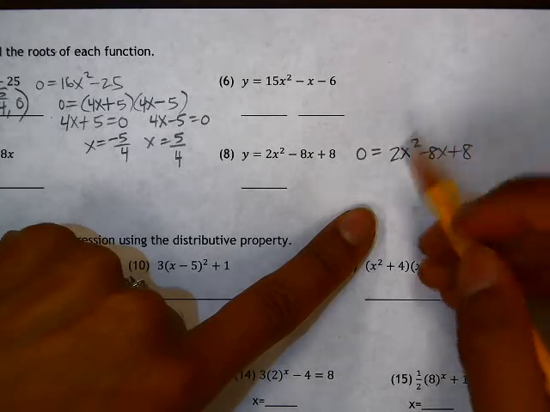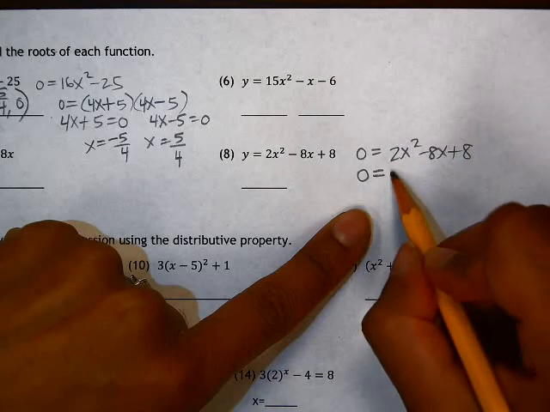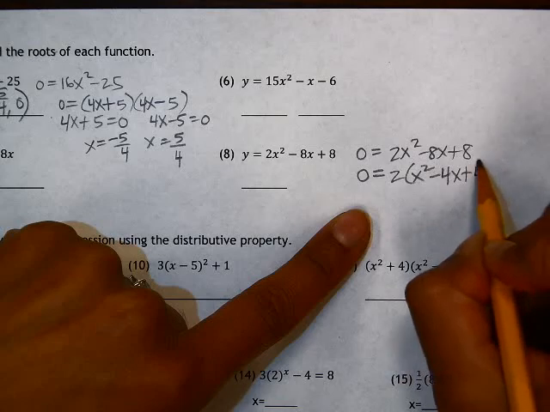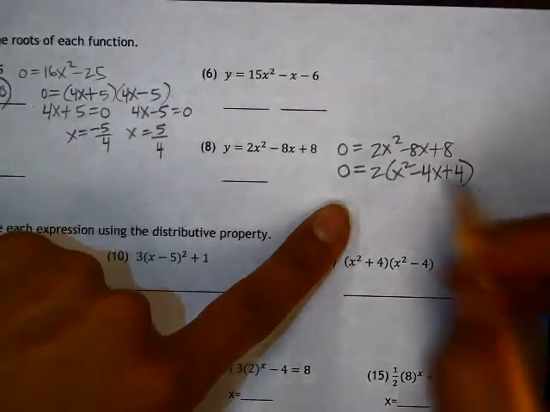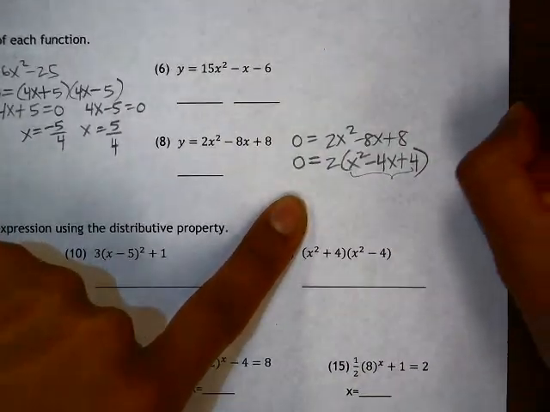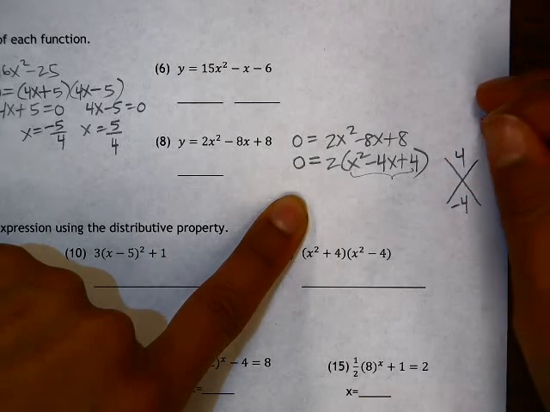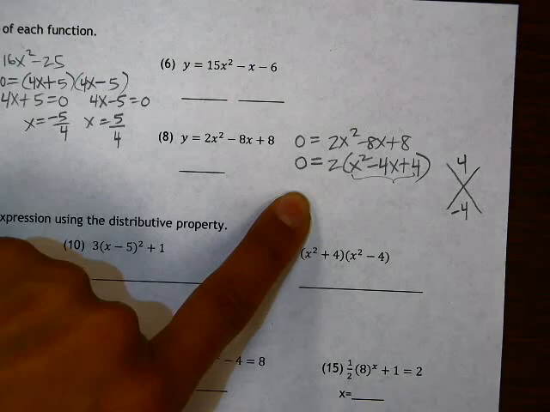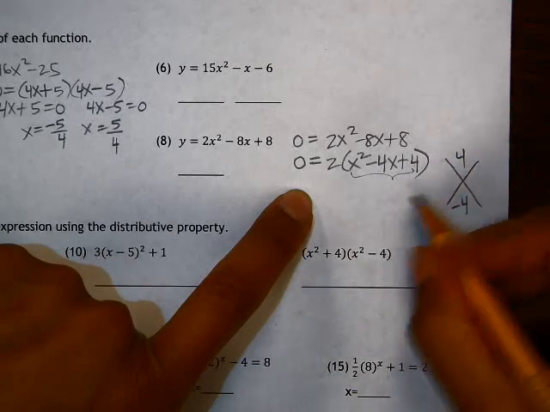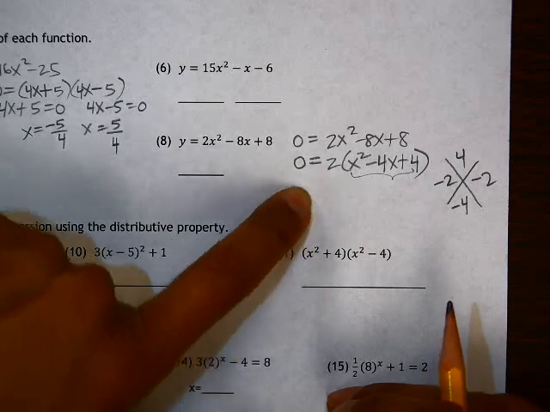The greatest common factor here is 2. So if we take the 2 out, that's leaving us with x squared minus 4x plus 4. And then we can factor this portion as well. So for this portion, let's go ahead and see if we can make a diamond. We have positive 4 and negative 4. Oh, excuse me. So here we could say negative 2 times negative 2 is 4. Negative 2 plus negative 2 is negative 4.